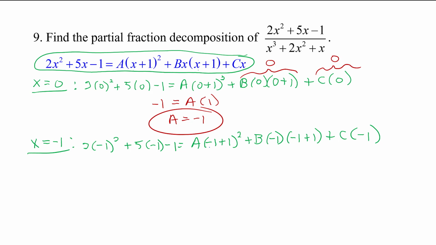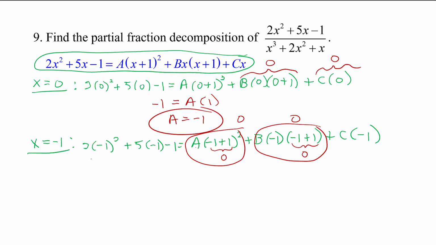Negative 1 plus 1 is 0. And so a times 0, this whole term is going to go to 0. Negative 1 plus 1, again, 0. b times negative 1 times 0, we get 0 here as well.